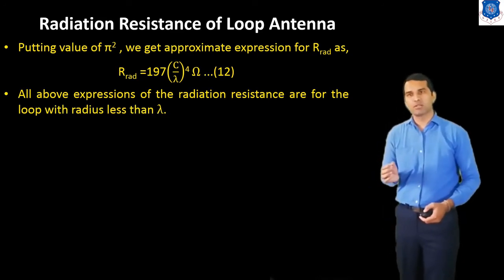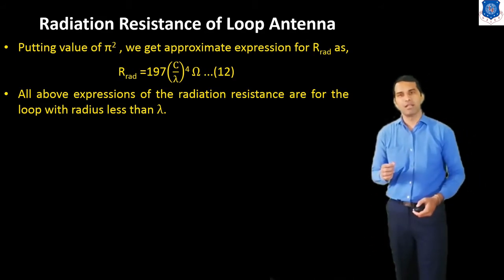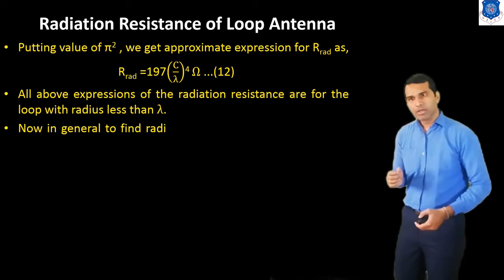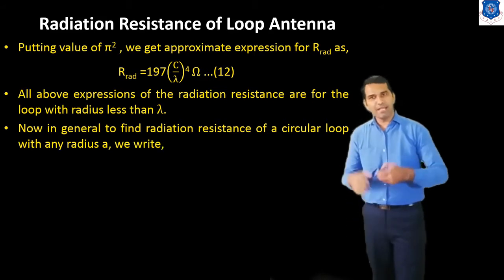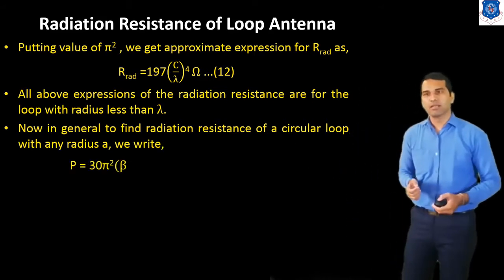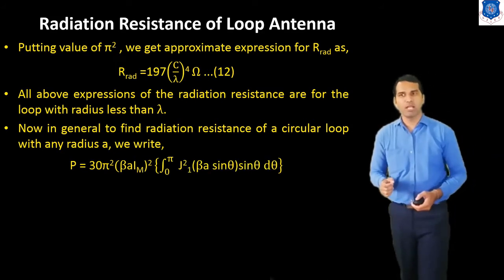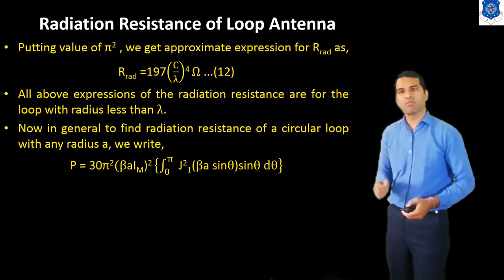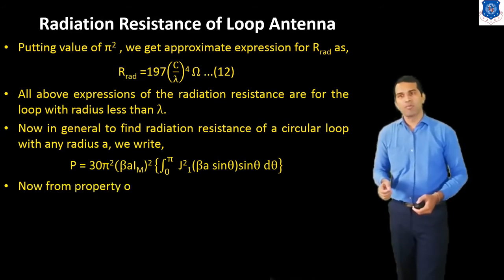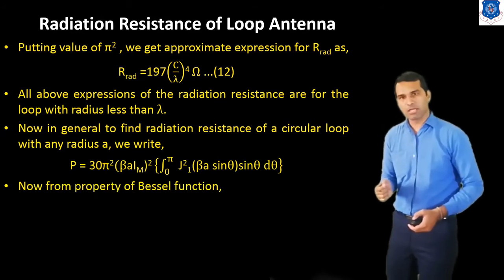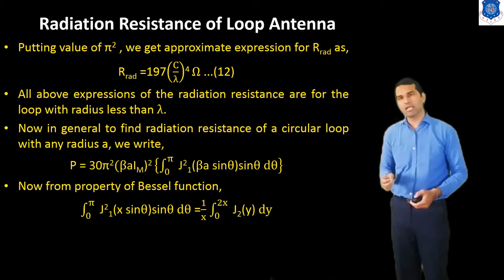All these expressions of the radiation resistance are for the loop with the radius less than lambda. Now, in general, to find the radiation resistance of the circular loop with any radius a, we can write P is equal to 30π² βa Im² and the integration term 0 to π J1²(βa sinθ) into dθ. Now, for the property of the Bessel function, 0 to π J1²(x sinθ) into sinθ dθ.